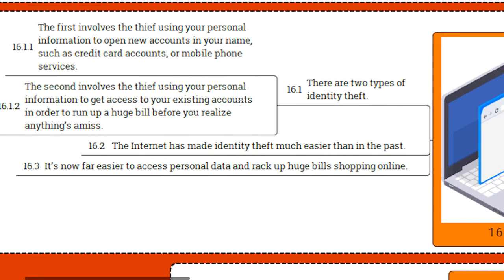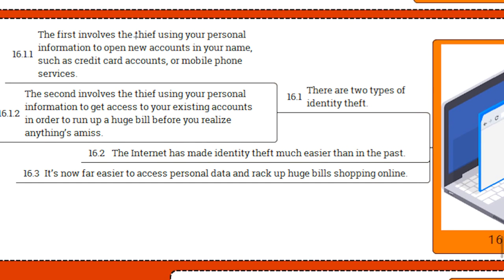The first involves a thief using your personal information to open new accounts in your name, such as credit card accounts or mobile phone services. The second involves the thief using your personal information to get access to your existing accounts in order to run up a huge bill before you realize anything. Now, the internet has made identity theft much easier than in the past. It's now far easier to access personal data and rack up huge bills shopping online.